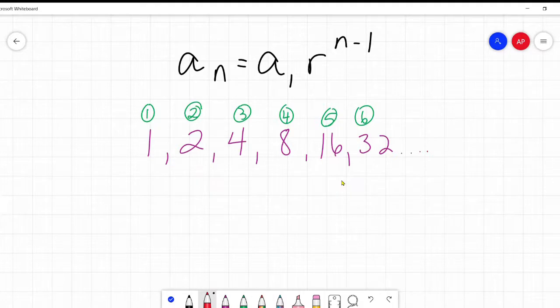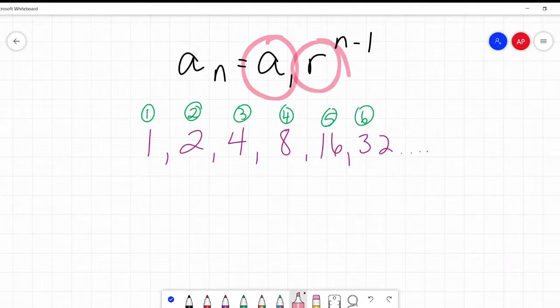Now when we're writing an equation or formula for a sequence, there are only two things we have to fill in: what the first number in the sequence is and what the ratio is.